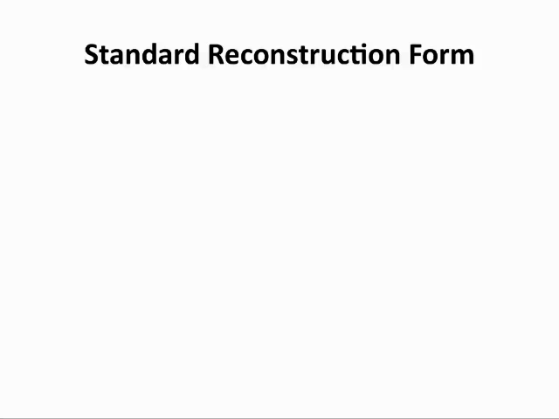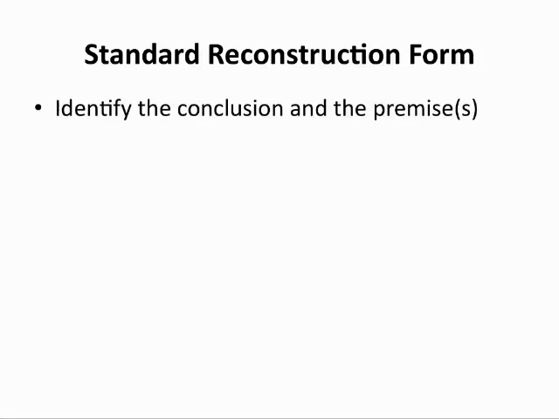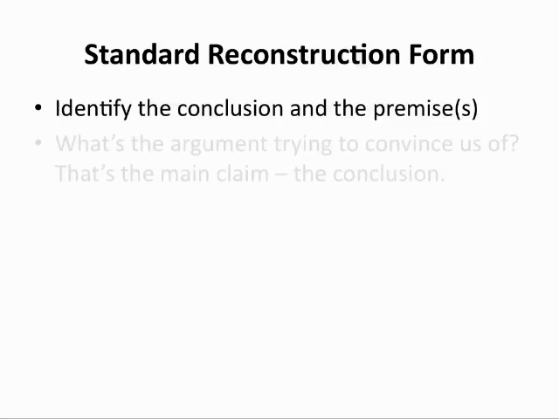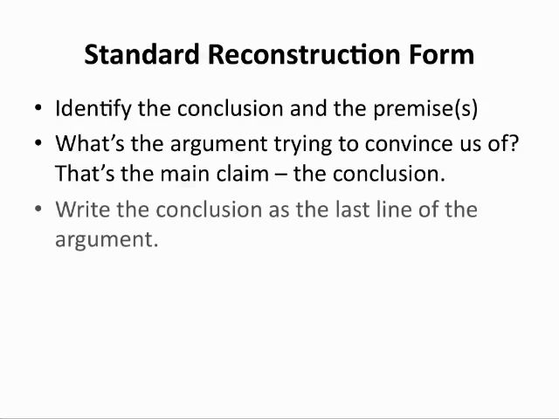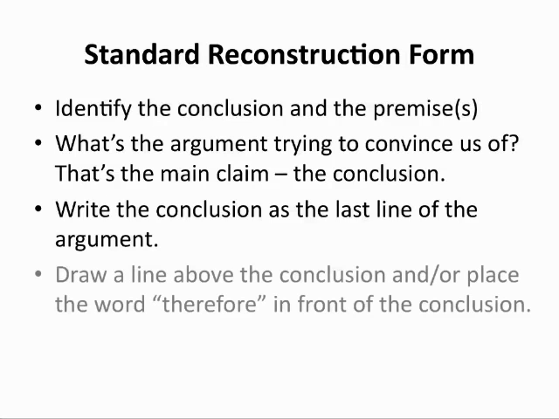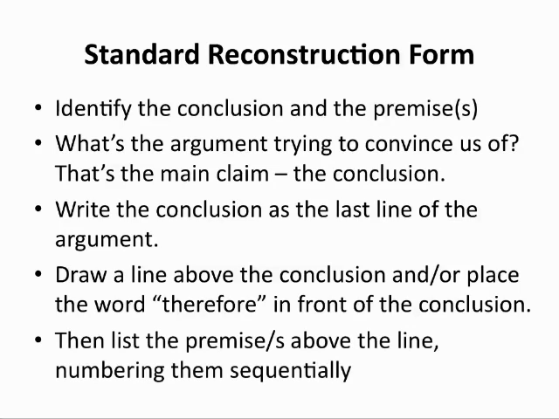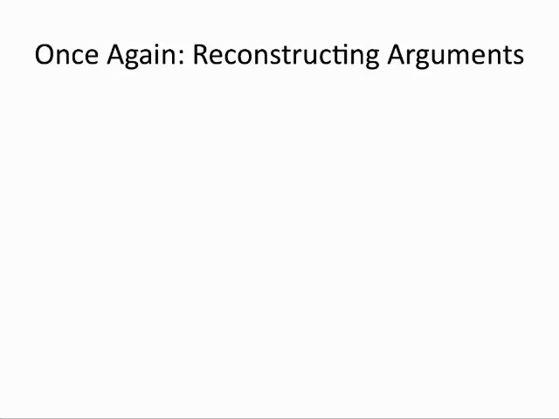So, how does a standard argument reconstruction work? It's actually pretty simple. Start by identifying the conclusion and the premises. Remember that the conclusion is the main point that the arguer is urging upon you. Then place the conclusion as the last line of the argument and draw a line above it. If you like, you can write therefore or so in front of the conclusion. And finally, list and number the premises above the line over the conclusion.